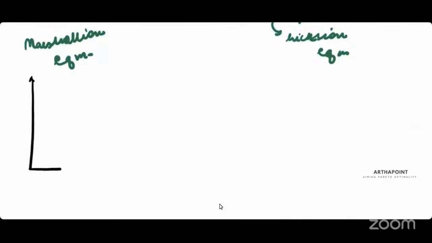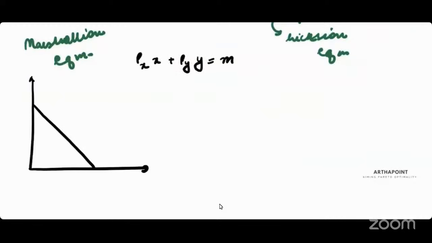I am saying this is my income. My income is represented by my budget line. My budget line is this. Px into x plus py into y is equal to m. So here I have m by px, m by py. This is x, o, y. This is my budget line. And I want to attain the maximum utility possible.